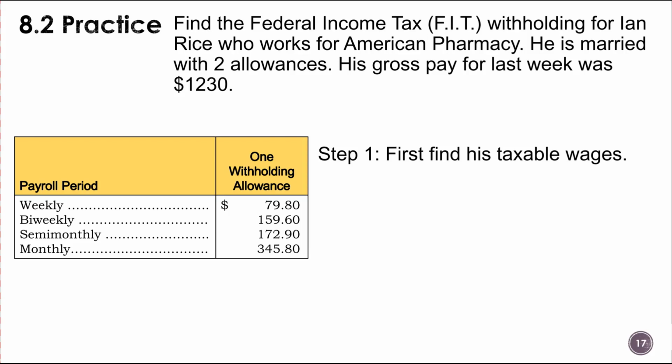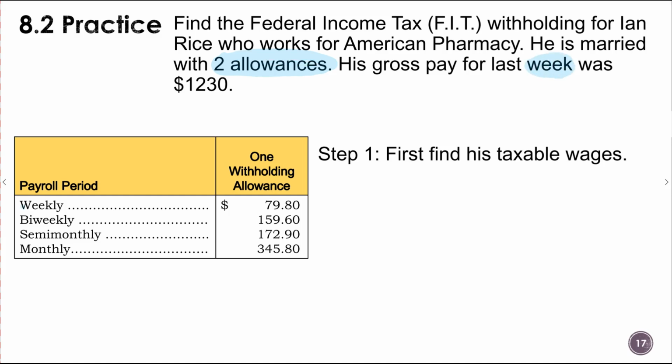All right, this is the third video for section 8.2, and we're going to look at this next scenario with Ian Rice. He is married with 2 allowances, and it says his gross pay for last week was $1,230. Now, by saying his gross pay last week, that's implying that he is paid weekly. So that's what we're going to use here. So 2 allowances, and we're going to say weekly pay.